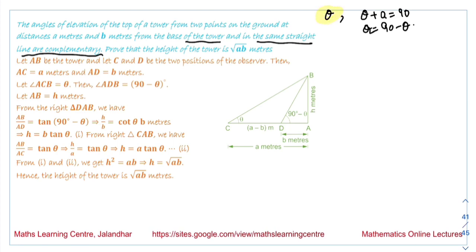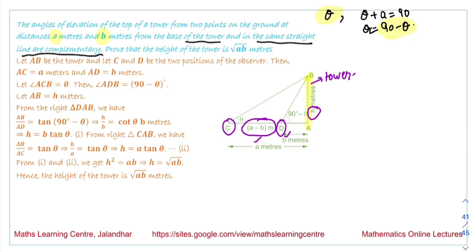So first thing is that both the angles, they will be in this form, that one angle is theta and second angle will be 90 minus theta. The distances are given to be a and b meters. So we are saying, suppose this AB is the tower, and height of this tower it is h meters. We have 2 points D and C. D is the point b meters away from A and C is the point a meters away from A. So what is this length? CD, it is a minus b.